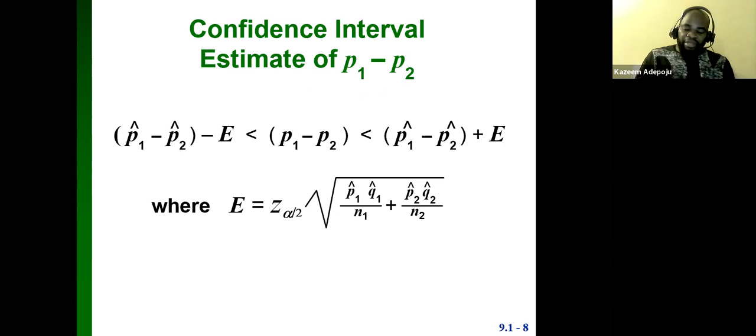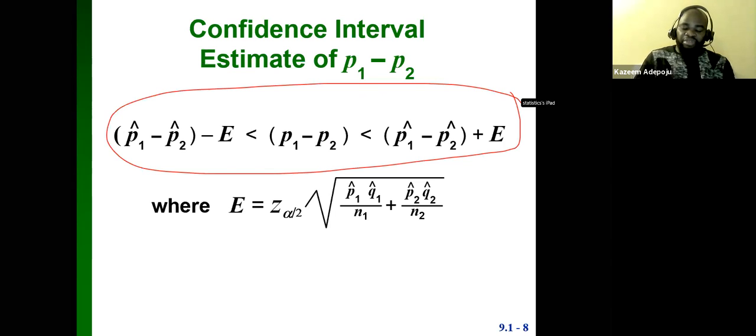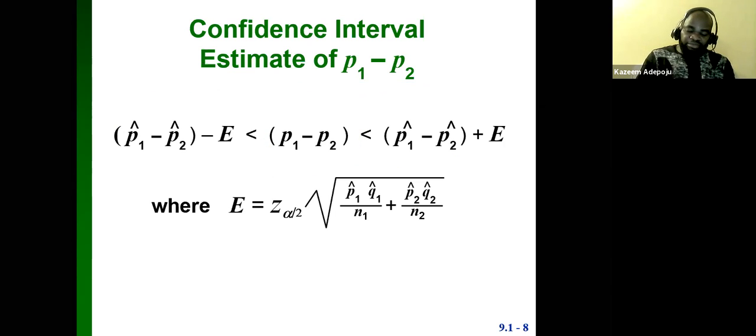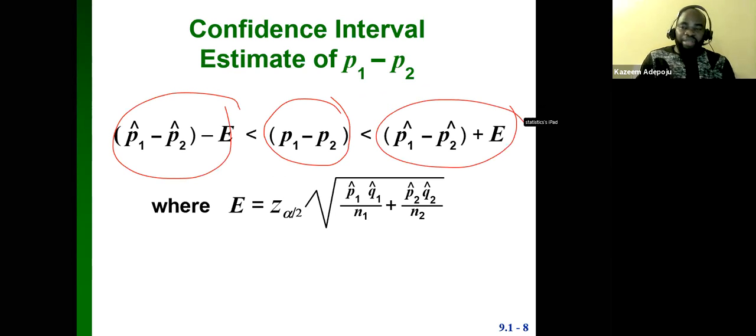Now, if you take a look at what I have here, this is the true value of the difference. We call that the true value of the difference. This is the true value of this difference, and we believe that the true value of the difference will lie between the lower part and the upper part. If you look at the lower part, we are subtracting the margin of error from the estimate of the difference between the two proportions from the two groups. And this is the upper part, and in the upper part we are adding the margin of error.